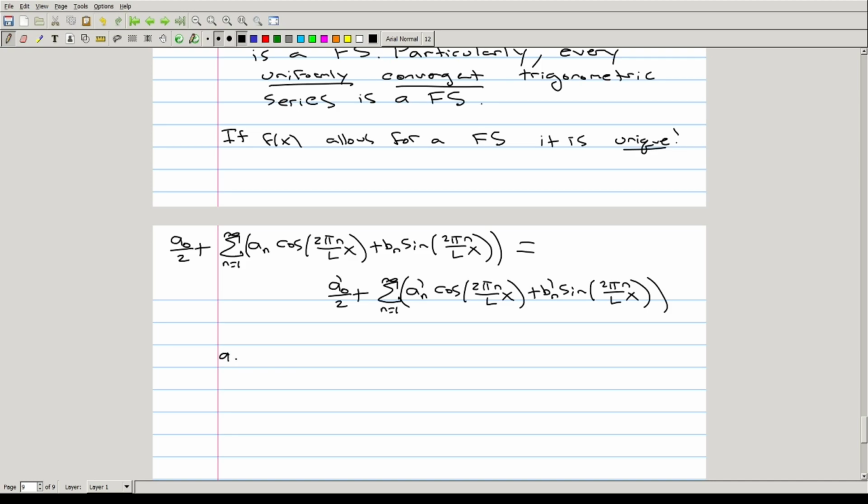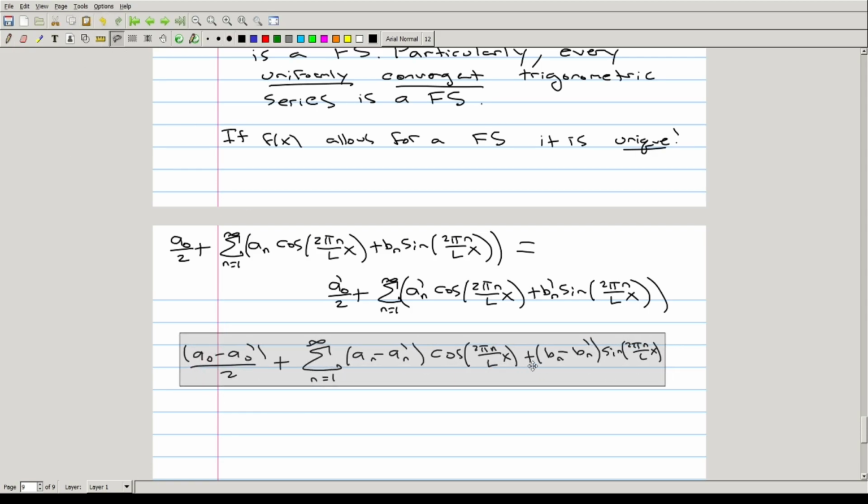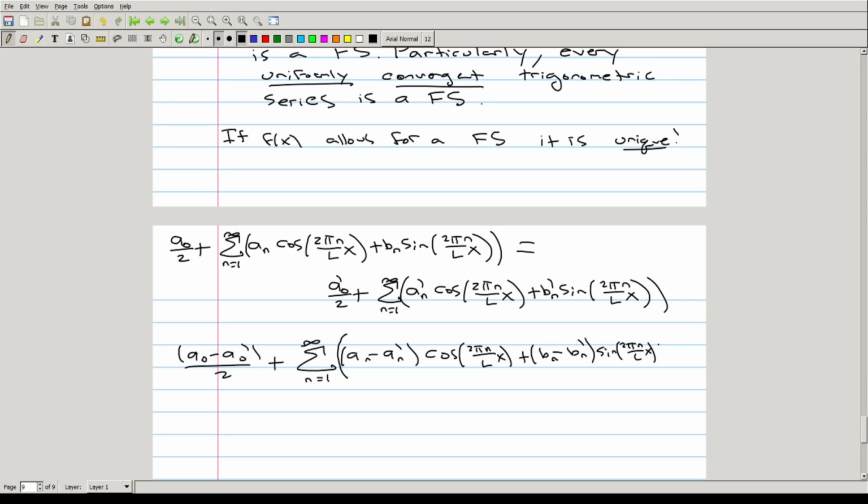which means that the infinite sum of a0 minus a0 prime over 2 plus the infinite sum from n equals 1 to infinity of an minus an prime cosine of 2 pi n over Lx plus bn minus bn prime sine of 2 pi n over Lx converges to 0, or these are two uniformly convergent series, and we subtract them, and therefore by linear independence of the basis functions, a0 has to equal a0 prime, an has to equal an prime, and bn has to equal bn prime for all n.